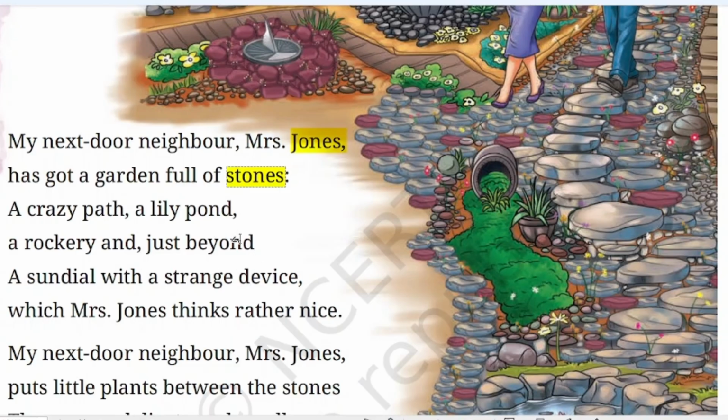Then you see pond, beyond. These two are rhyming. Then device, nice. These two are rhyming. So when we give Jones A for this line, stones will also be A because Jones and stones both rhyme. So A. For pond we will give B, beyond also B. Device C, nice C. So A, B, C. This is the rhyme scheme of this poem.